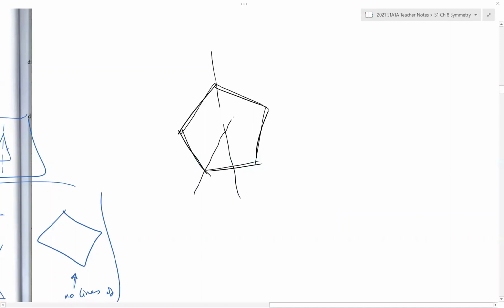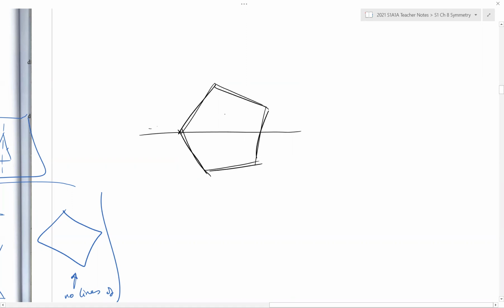And where are they? 1, 2, 3, 4, and 5. You should get 5. Right, so this is 1. Then we've got another one here. We've got another one here. 3 already. Got one more, 4, and 5. There are 5 of them.